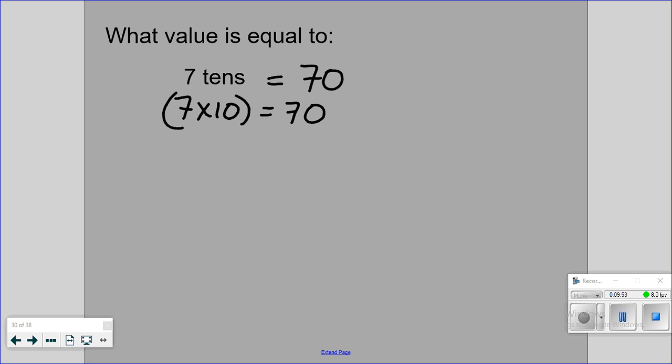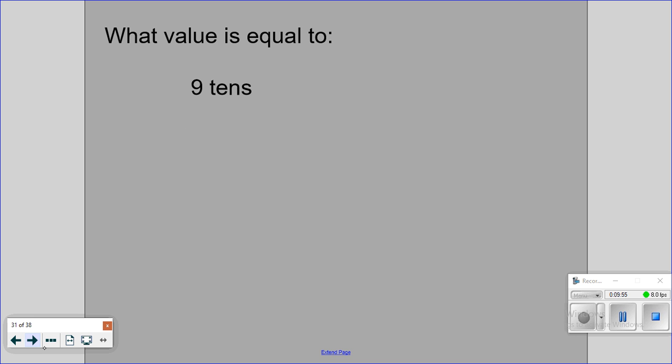Let's try another one. What about 9 10s? What value is equal to 9 10s? Kinley, you need a math class with me. Jackson? 90. Not 9. Why not 9? Because there's 9 tens. It's 9 10s, not 9 1s. Yeah. So I have 9 groups of 10. That is what has the same value as 90.